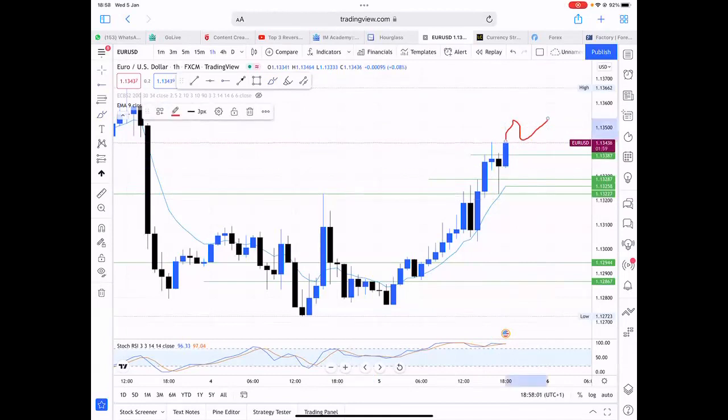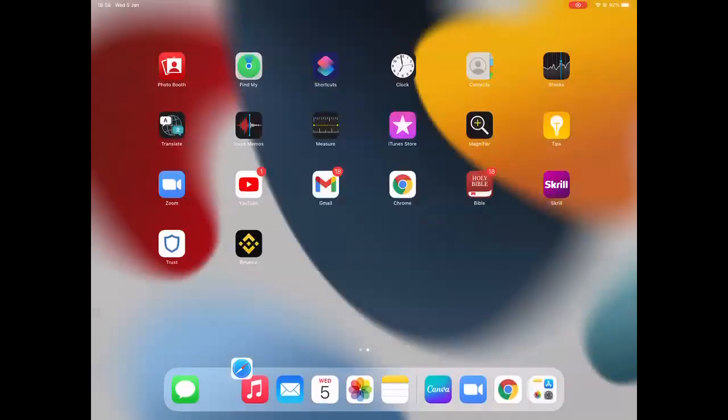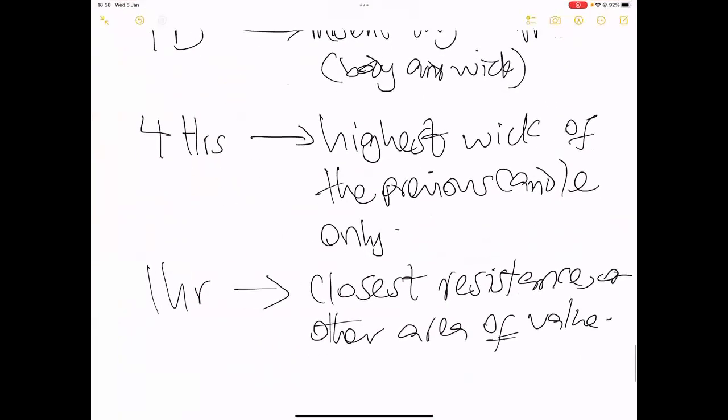Are we together? On the 1 hour, like I said, look for what? Closest resistance or other areas of value.